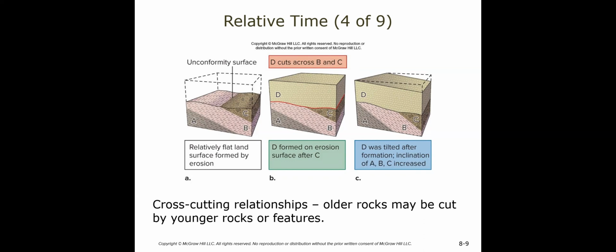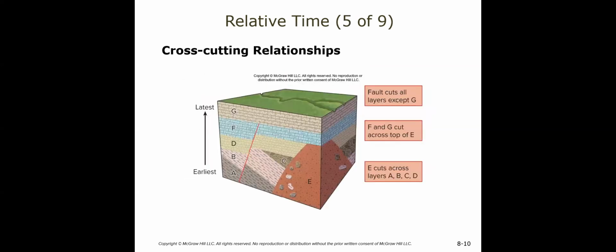So at some point, A, B, and C were formed, tilted. Again, we'll get more into all these concepts as we go. And then D was deposited on top of it. Relative time, older, younger. So when you look at examples like this, you can take A through G, a large amount of information here, and you can figure out the relative ages of things.